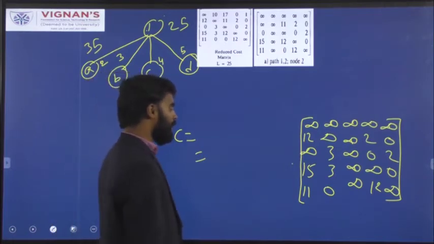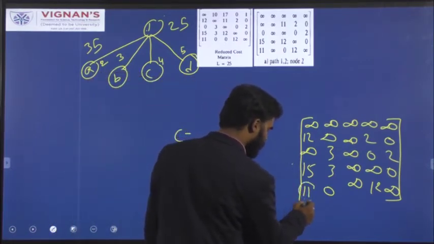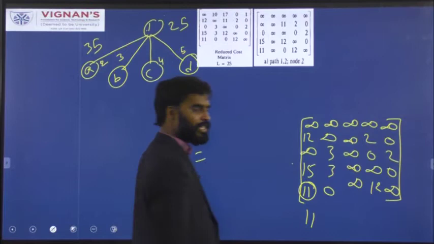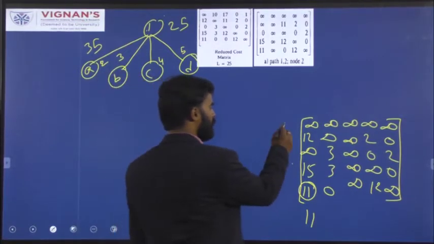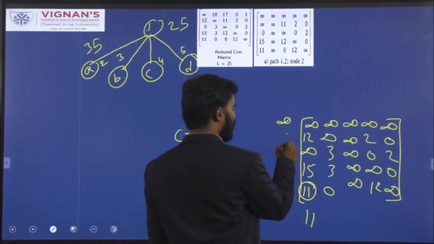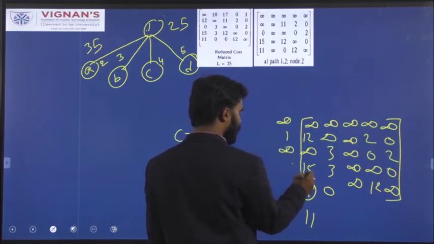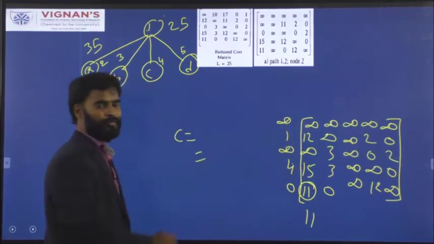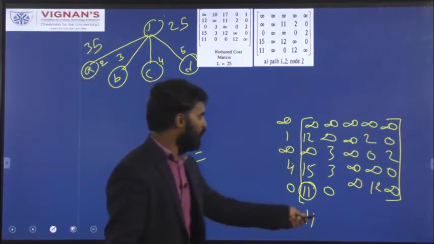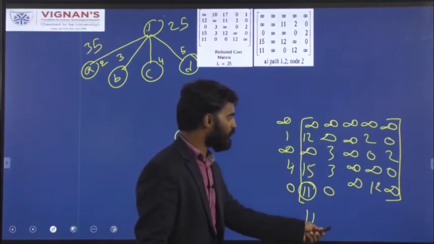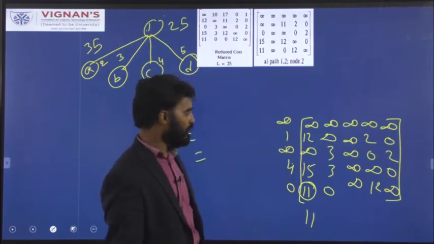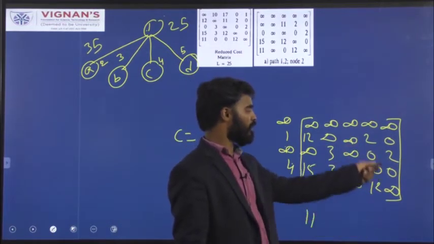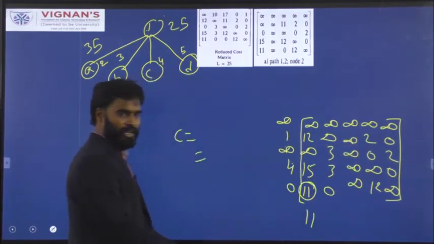So identify the minimum element, which is 11, and subtract each element with 11. So it becomes 12 minus 11 is 1, 15 minus 11 is 4, and 0. So this is your new column 1, and this is column 2, which is having at least one 0. Column 3 is all having infinities. Column 4 is having at least one 0, 5 also. Okay, only one reduction is needed.